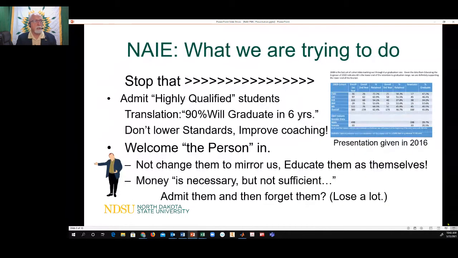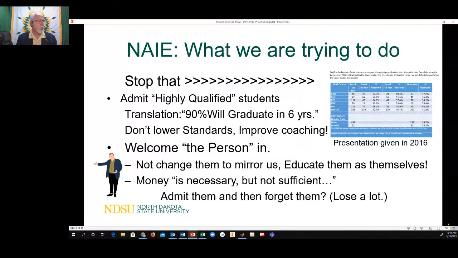So what are we trying to do? Well, what we're trying to do is stop the dropout rate after first year. Most admission practices are after highly qualified students. That means to say students that you know will be successful. That leaves a lot of people out of the table. It's never about lowering standards. It's about improving coaching for these people.